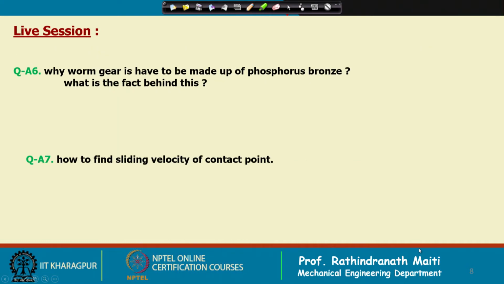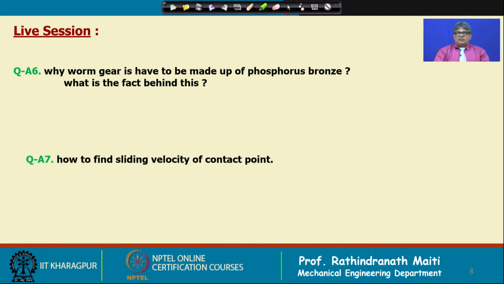Now, question 6: why does a worm gear have to be made of phosphor bronze? What is the fact behind this? Now, you must have learned by this time that for the worm gear I have shown how it is being transformed from straight spur to helical, 90-degree helical, then worm gear. So, in the worm gear, the helix angle, if you think of the worm, is taken the other way. We consider the pitch angle.